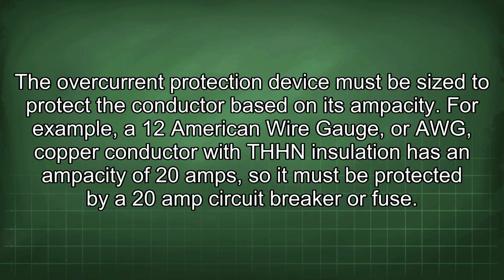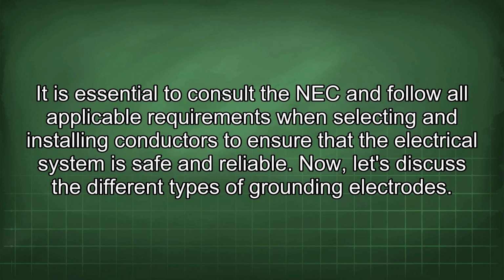Furthermore, the NEC requires that conductors be protected against overcurrent by circuit breakers or fuses. The overcurrent protection device must be sized to protect the conductor based on its ampacity. For example, a 12 American wire gauge, or AWG, copper conductor with THHN insulation has an ampacity of 20 amps, so it must be protected by a 20 amp circuit breaker or fuse. It is essential to consult the NEC and follow all applicable requirements when selecting and installing conductors to ensure that the electrical system is safe and reliable.